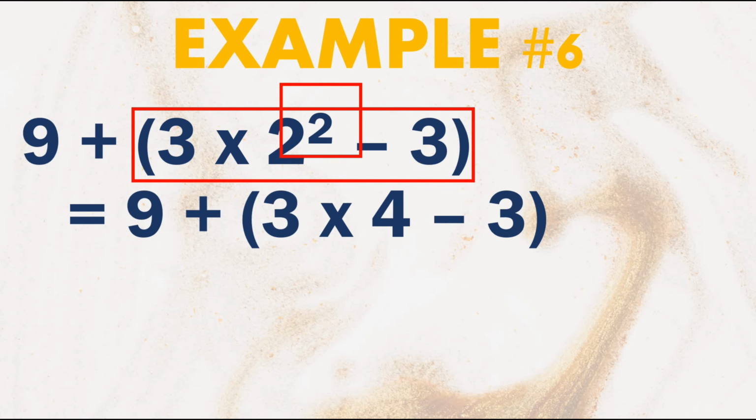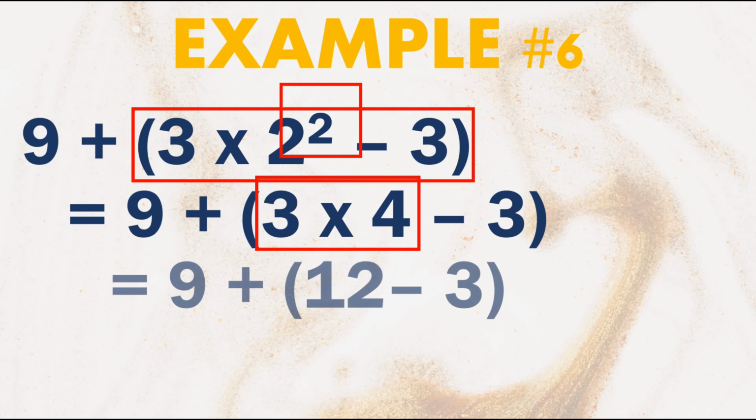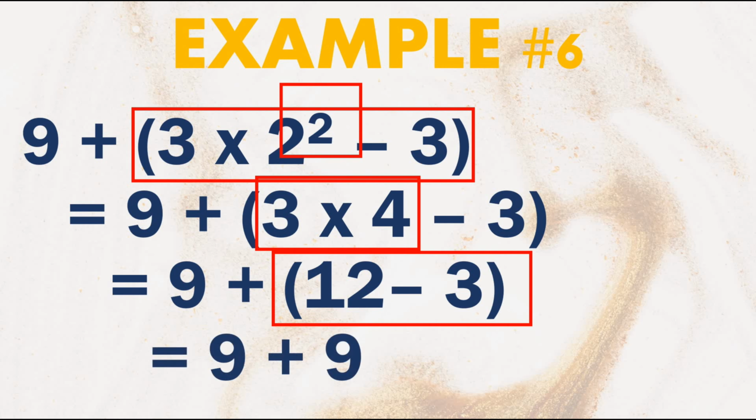Okay, so that's 9 plus quantity 3 times 2 squared is 4 minus 3. Okay. So in the parentheses, you have multiplication and subtraction. So we'll do multiplication first, okay? So the 3 times 4. So we have 9 plus quantity, 3 times 4 is 12, minus 3. And that gives us 9 plus 9, 12 minus 3 is 9, and the answer is 18, okay?